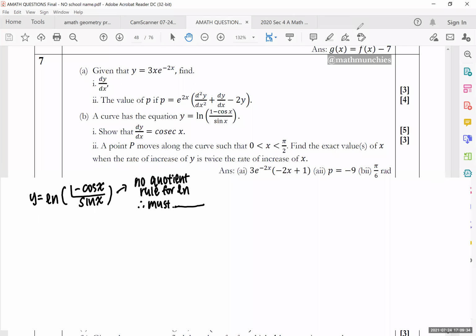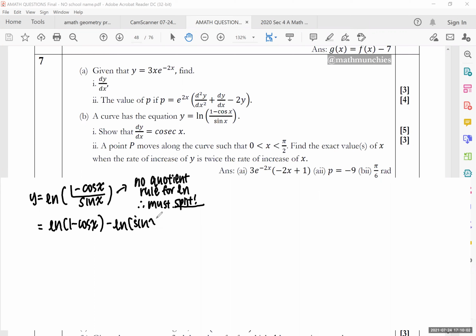All right, so now let's continue with 7b part 1. If you can see, we know that that is the equation, but we know that there is no quotient rule for ln. So what must we do first? We should split it into the ln. Yes, I heard the keyword must split. Okay, so split into what? ln(1 minus cos x) minus ln(sin x).